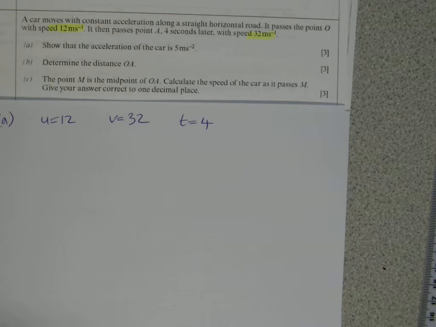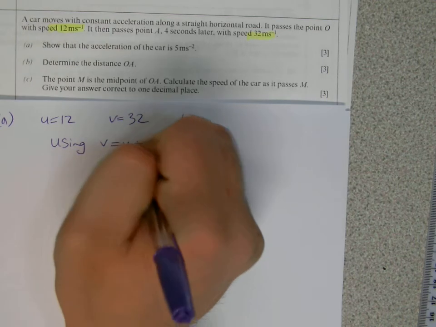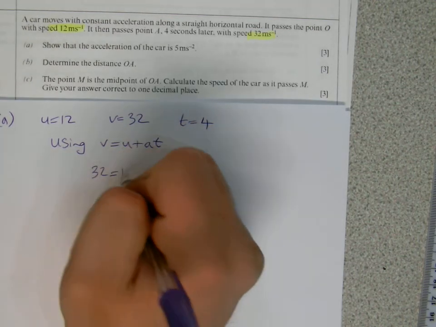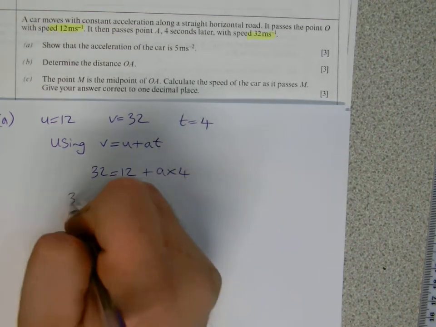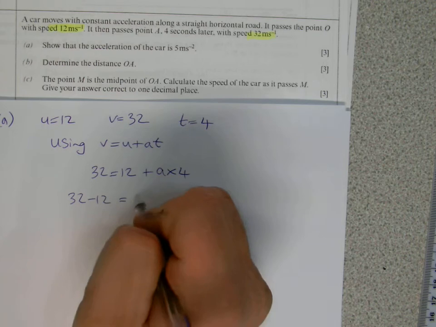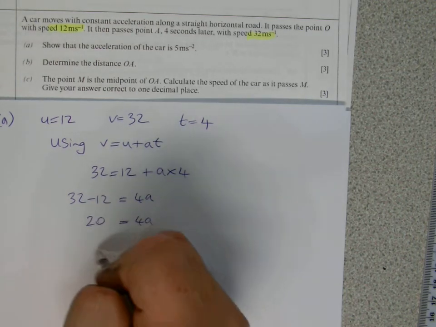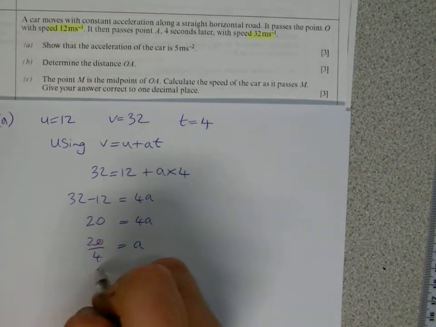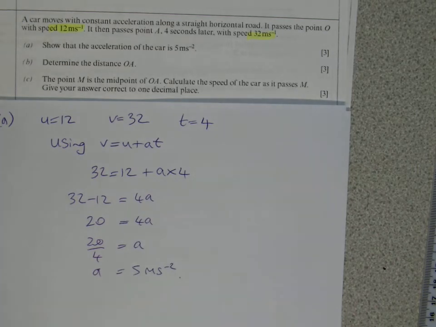Part A then is to show that the acceleration is 5 meters per second squared. So quite simply, using v equals u plus at. Okay, we know v is 32, we know u is 12, plus a times the time 4. Okay, so simple thing to solve then. So we'll have 20 equals 4a. So then of course 20 divided by 4, show my workings, then you get 5 meters per second squared for the acceleration. So we've shown that.